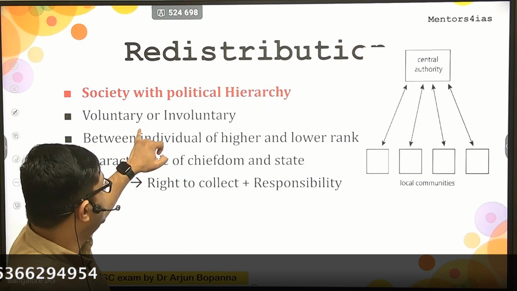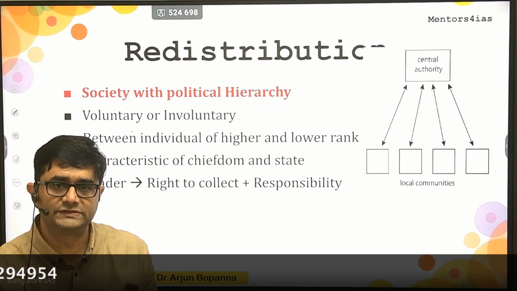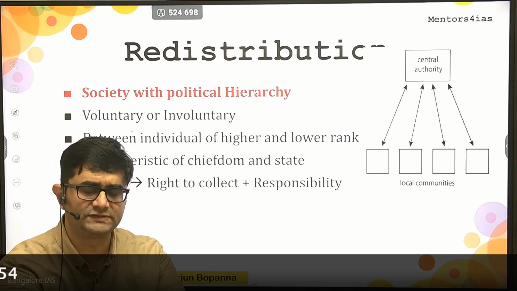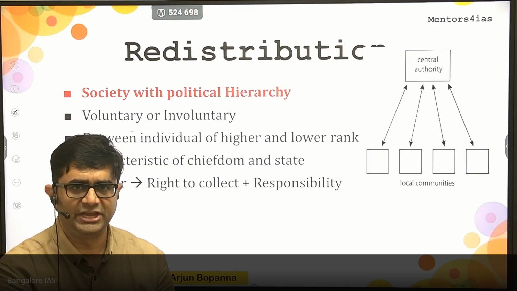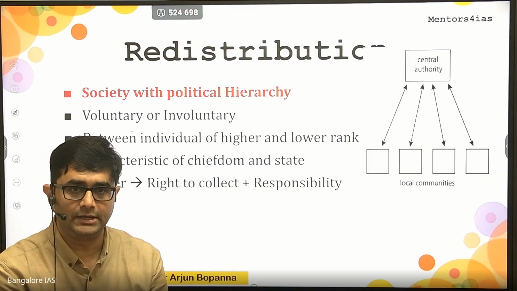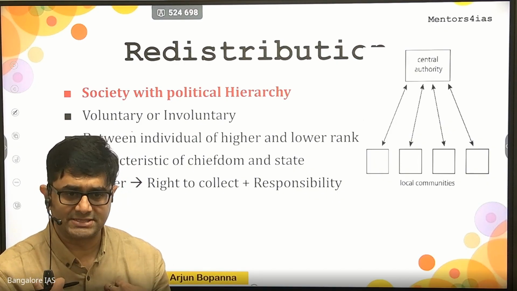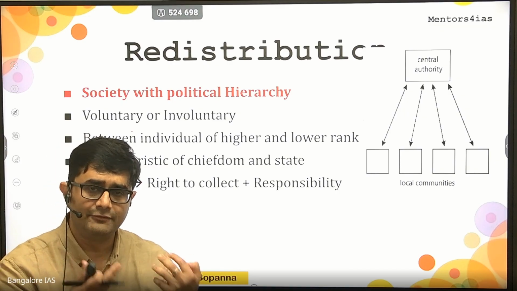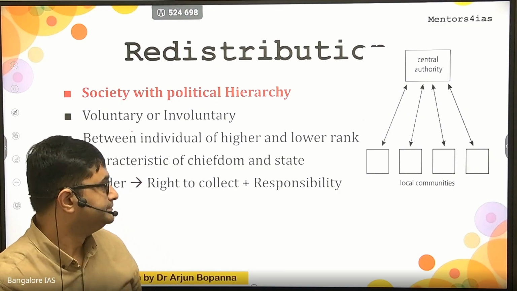It can be voluntary or involuntary, like tributes. It's voluntary. You go and donate some money to the temple or the priest or the chief. That is voluntary. Or involuntary, like the taxes. The taxes are collected involuntarily. They are forced out of you.